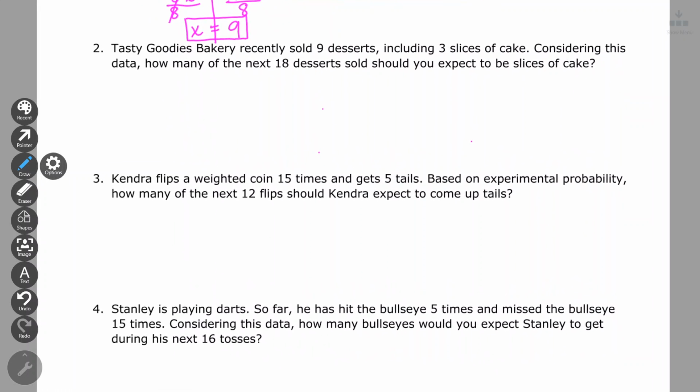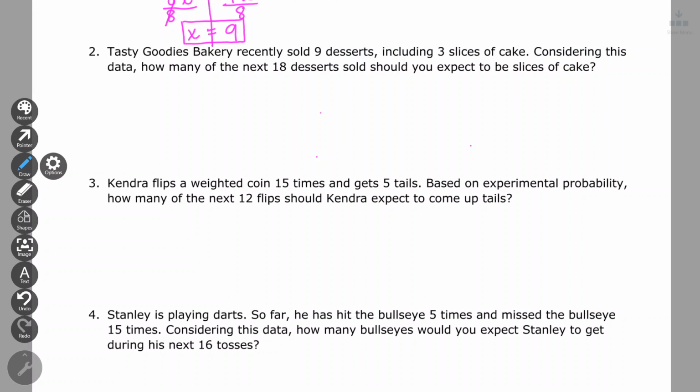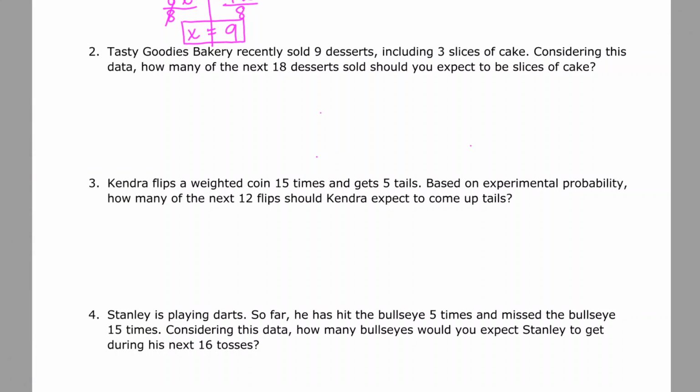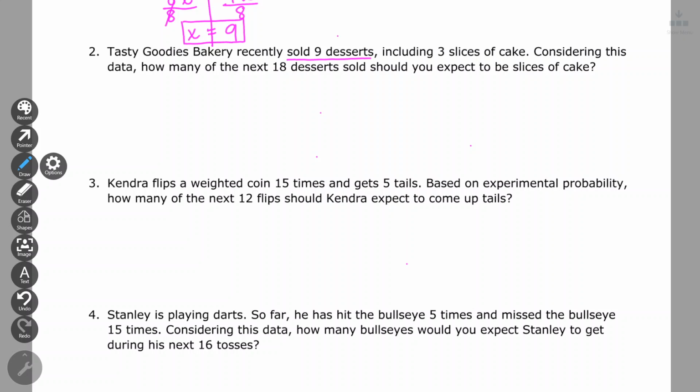Tasty Goodies Bakery recently sold 9 desserts, including 3 slices of cake. Considering this data, how many of the next 18 desserts sold should you expect to be slices of cake? All right, now remember we have to look at the data given. This is sold 9 desserts. This is our total. Remember, the total goes in the denominator slot. All right, so 3 of them were cake. So we've got to say, okay, 3 pieces of cake were sold over the total desserts sold, 9. 9 total.